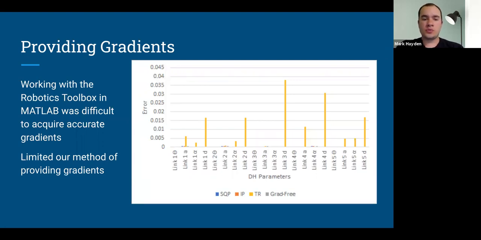Providing gradients proved tricky with the robotics toolbox in MATLAB. It limited the methods that we could choose because the functions in the toolbox were not able to handle complex numbers or dual types, which eliminated the complex step and algorithmic differentiation methods. This left us with trying to use finite differencing, which, as shown in the graph here, the built-in finite differencing in fmincon performed much better than the algorithm that we wrote.